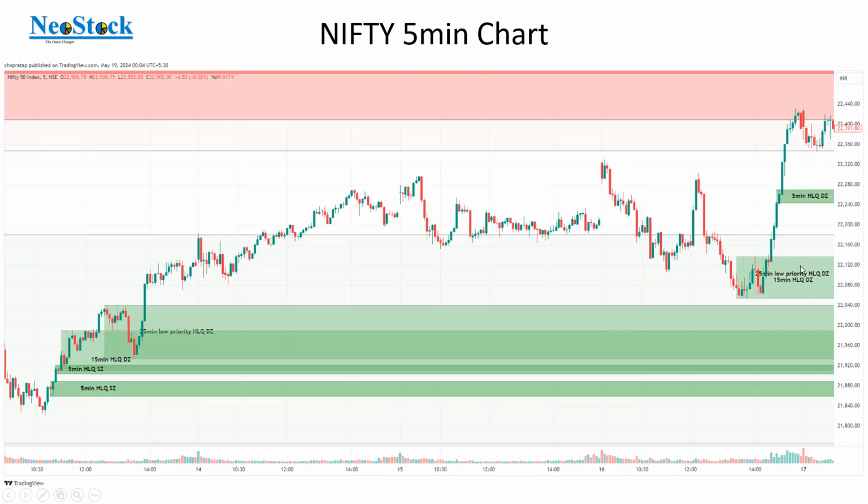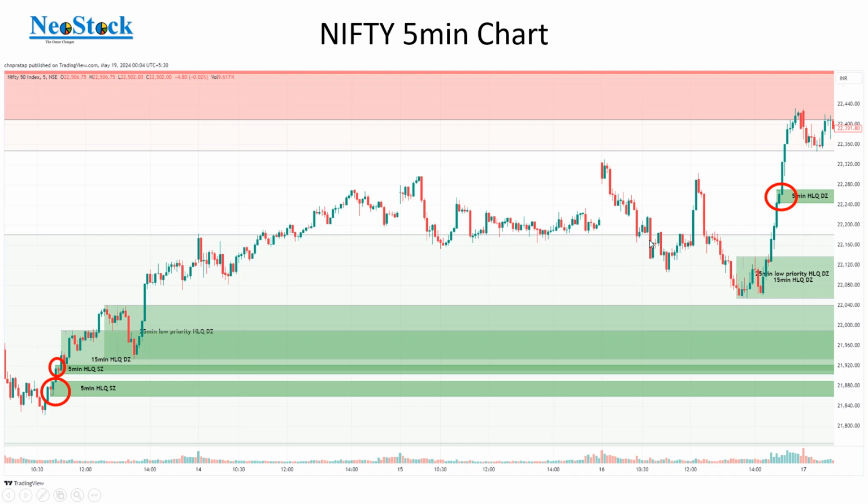Now let us draw the demand zones. So these are the high liquidity demand zones I have drawn. This is the first one I have drawn. Rally, base, rally, 5 minutes high liquidity zone. There is one more here, rally, base, rally. There is one more below also, rally, base, rally. These three 5-minute zones are drawn in this chart.